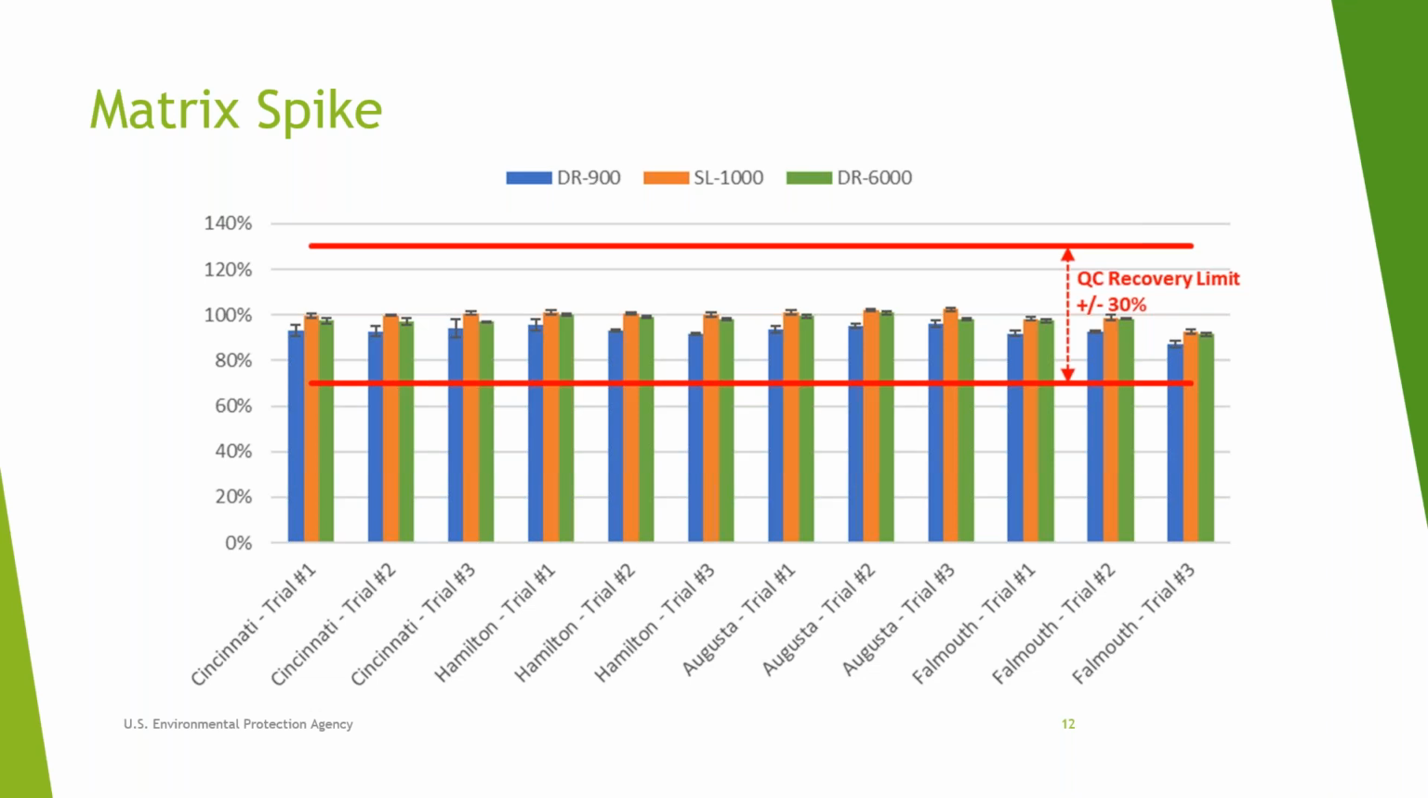So we determined average % recovery, and it met all of the QC criteria: 30% plus or minus on recovery, and then precision being 20%. So you can see that presented in the error bars. So again, we didn't see any influence of different drinking water matrices on recovery for the method. Next slide.